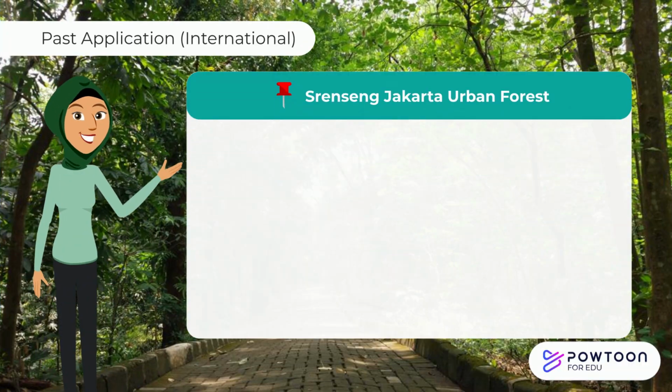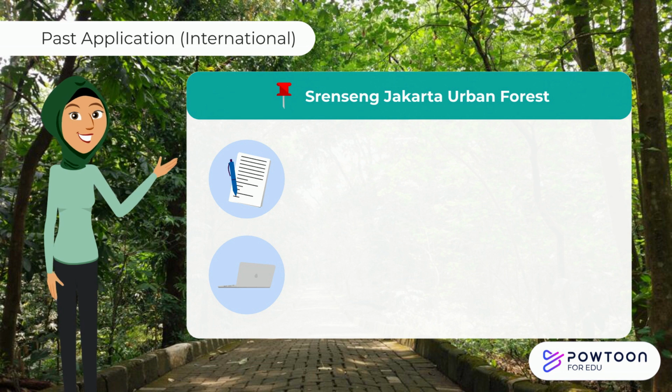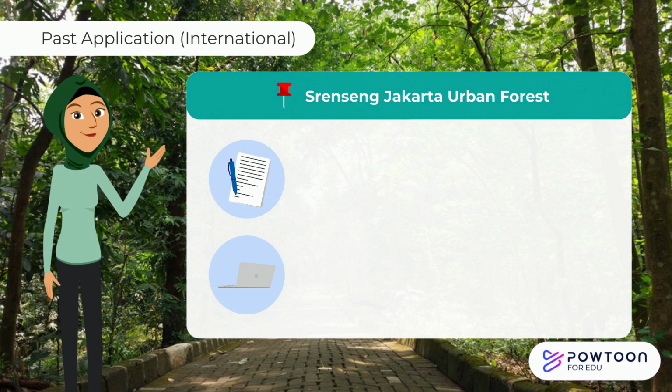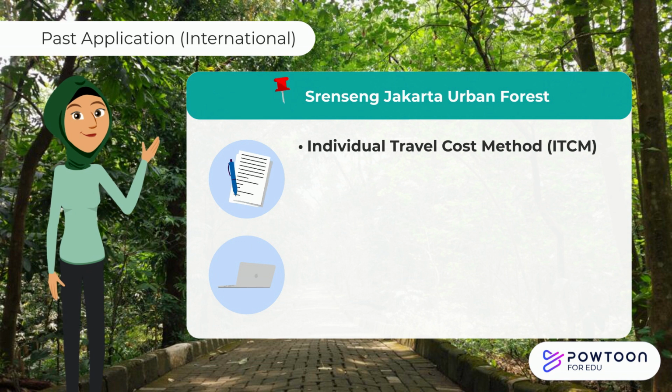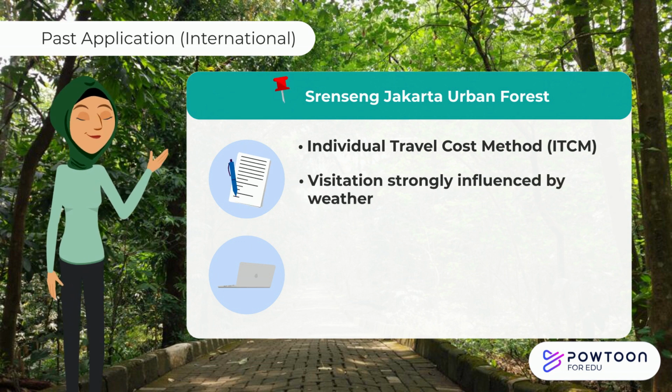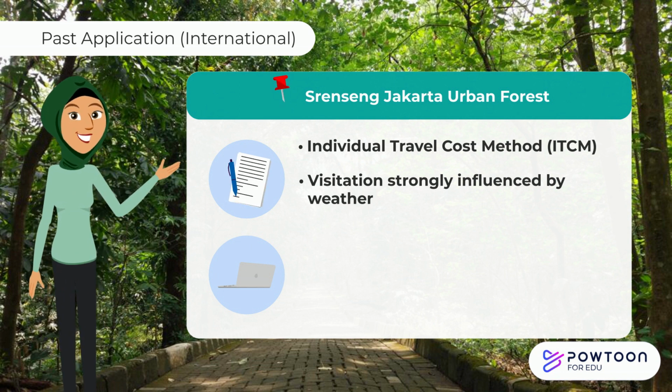Srenseng Jakarta Urban Forest. Primary data from Srenseng Urban Forest visitors was collected through questionnaires, supplemented by secondary data from various sources. The study utilized the individual travel cost method, ITCM, chosen for its ability to incorporate socioeconomic factors compared to the zone method. Srenseng Urban Forest boasts 65 species of large trees and serves as a habitat for diverse wildlife, with visitation strongly influenced by weather due to its open setting.